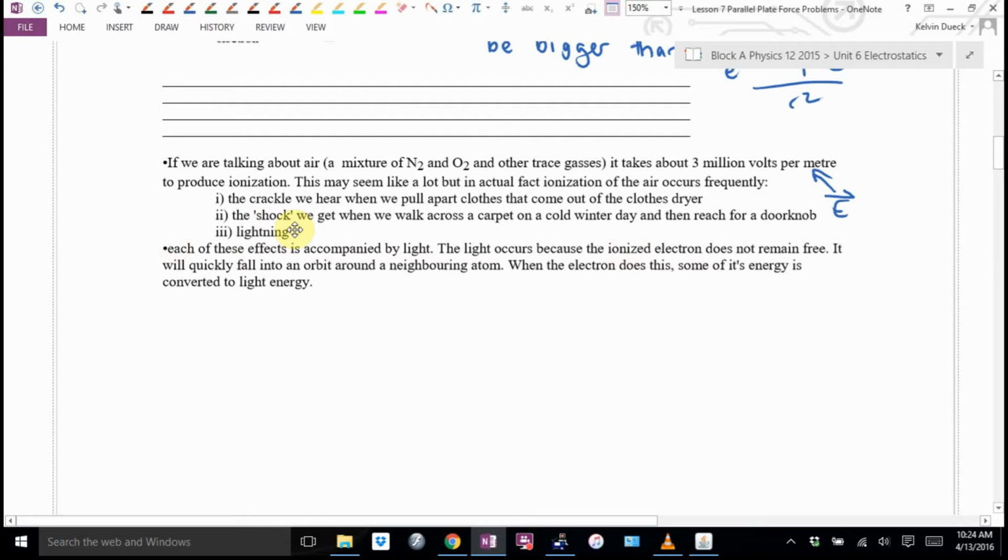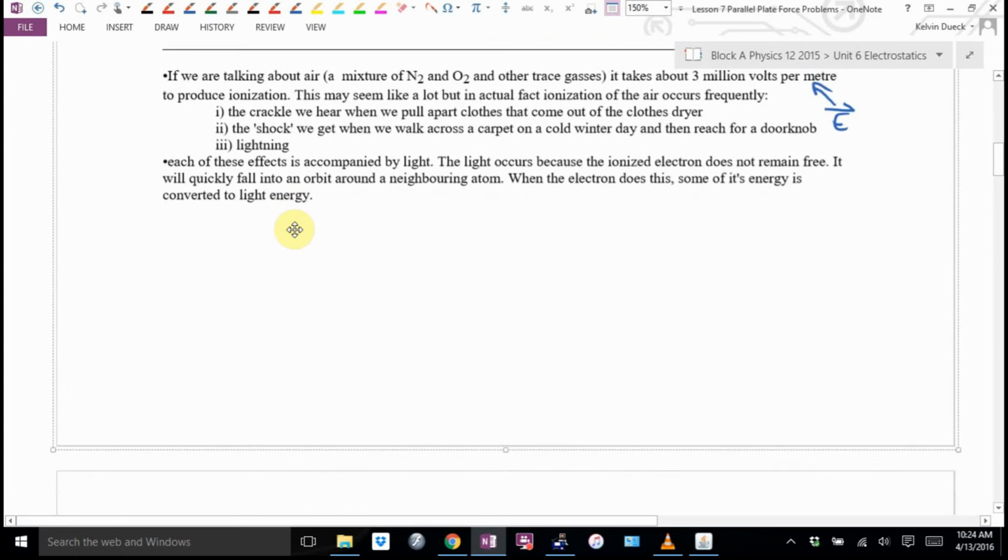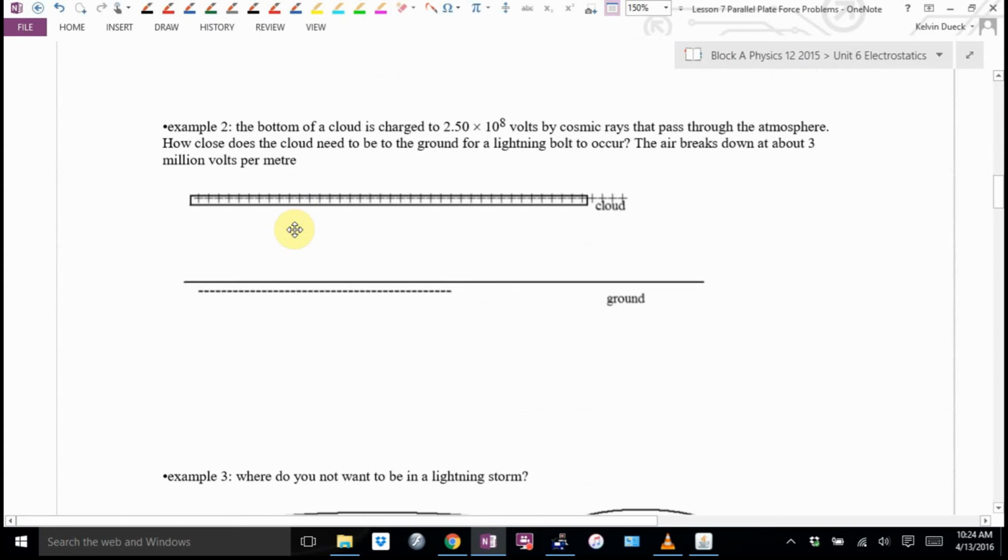Let's really talk more about shocks. Shocks are great. Lightning. You can imagine that a cloud is roughly like a parallel plate. The flat bottom of a thunderhead is reasonably flat. It acts kind of like a parallel plate. And the Earth is flat.